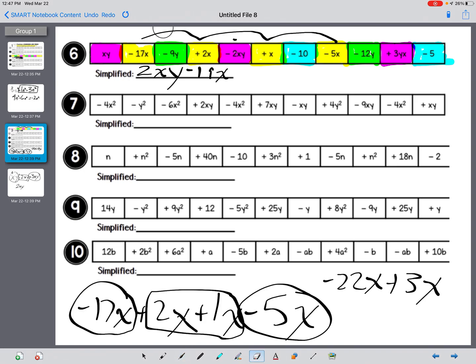Now let's take care of the y's. We have a negative 9y and a negative 12y. That's going to be altogether negative 21y. And finally, we'll combine these constants, and negative 10 and negative 5 gives us negative 15. And that's just how you do it. This is how you identify and combine like terms.